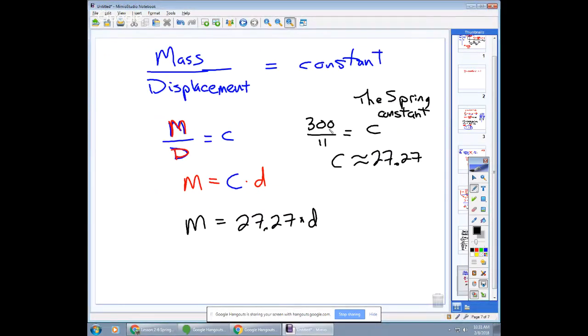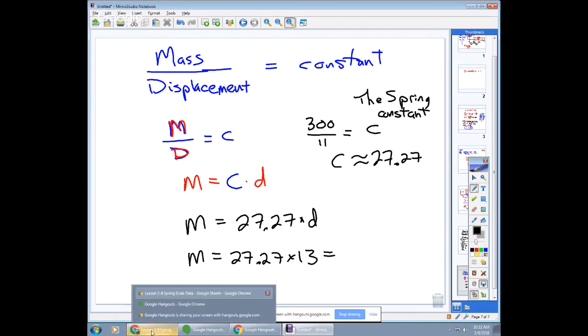And usually to get that constant, people do multiple weights and lengths and then average it out, okay? Because one reading often isn't enough. But let's say we're going to get it with one reading. So I can then figure out the mass for a displacement of 13 by just taking the 27.27 and multiplying by 13. So let's see what we get if we do that.